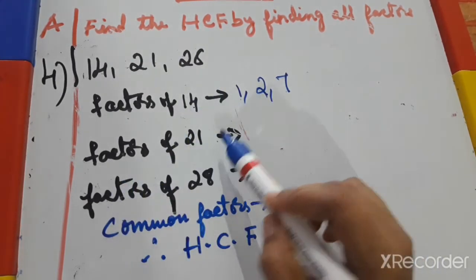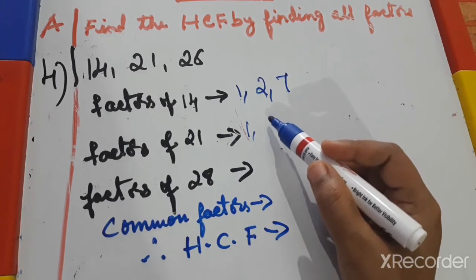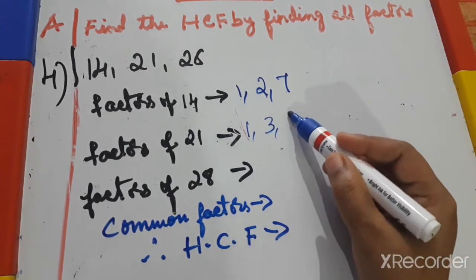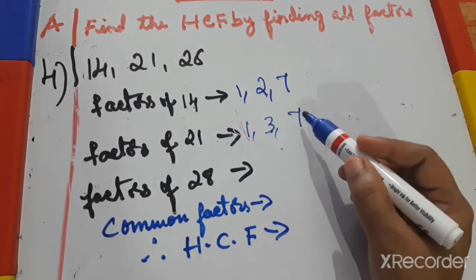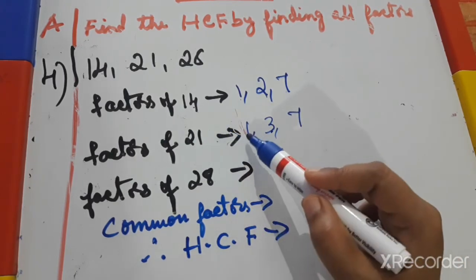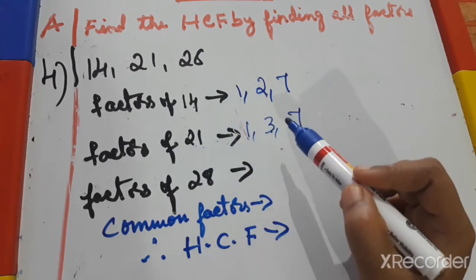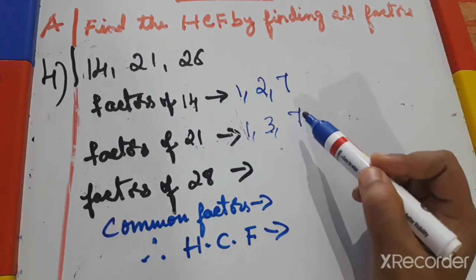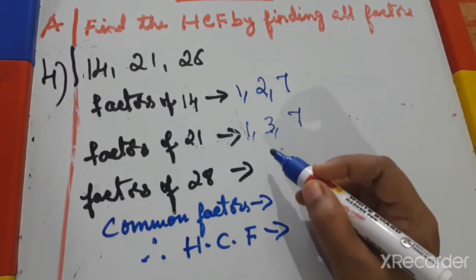Next, factors of 21. 1 21 is 21. Then 3 7s are 21, so 3 is also a factor, and 7 3s are 21, so 7 is also a factor. These are the tables in which we get 21.